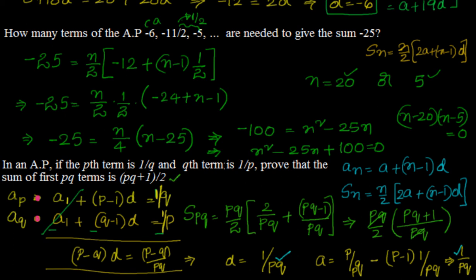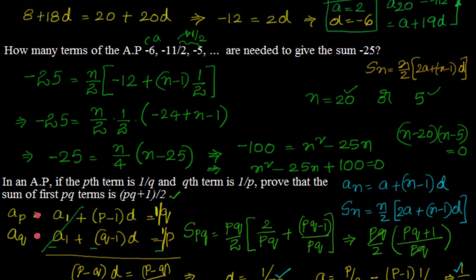So what we have to do: two equations we have, two variables we have to find out. So you can easily find out a and d. Once you get a and d, you know the formula for Sn. You know n because they are saying pq terms. So you know a, you know n, you know d, just simple substitution. You got your answer.